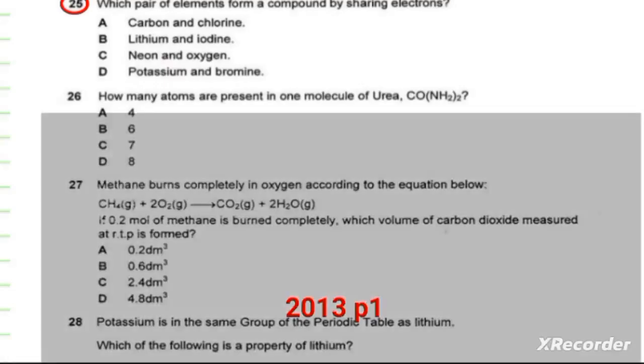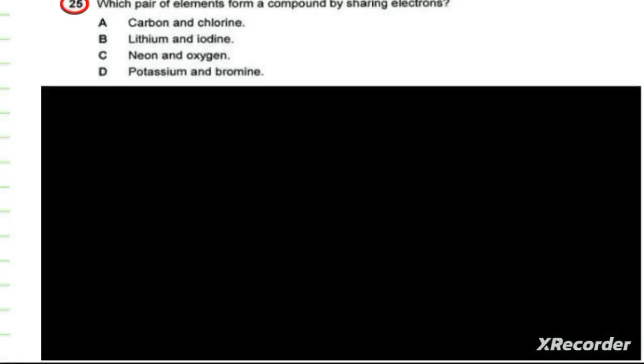So we are going to illustrate so that we can understand the question properly. The only two non-metals that we have here are carbon and chlorine. Neon and oxygen are also non-metals, but neon has 8 electrons in the outermost shell. So therefore, it cannot react with any element. So our answer is A, carbon and chlorine. Carbon and chlorine are capable of forming the compound called carbon tetrachloride.